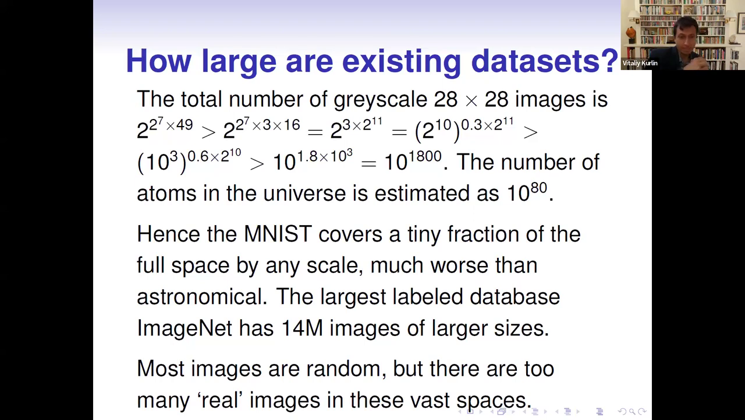But most images are not random. However, there are already too many real images in such vast spaces. So if you consider, say, only 4 pixels, as I initially suggested, already for 4 pixels the total number of images will be more than 4 billion. Only for 4 pixels. And now you could argue that, well, yeah, for 4 pixels almost everything can be realizable, yeah, right? It's a very rough approximation. Yes. Okay, so that's the problem with the dimensions. So curse of dimensionality in the discrete form.